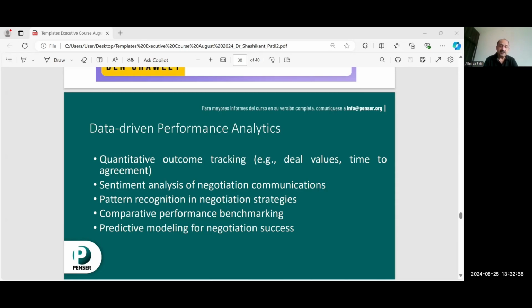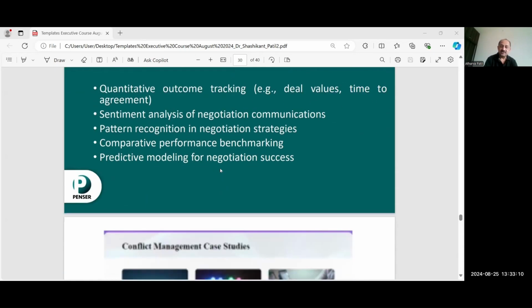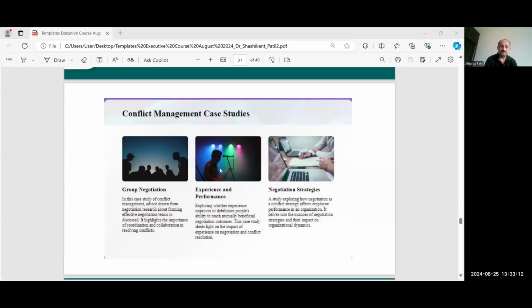So there are some of the points: quantitative outcome tracking, sentiment analysis, pattern recognition, comparative performance benchmarking, and predictive modeling, which is also one of the areas that can be used for negotiation success and negotiation planning.